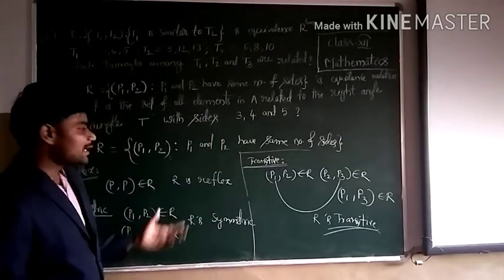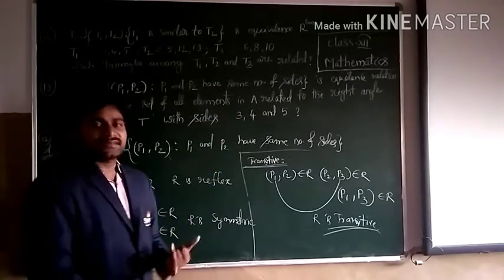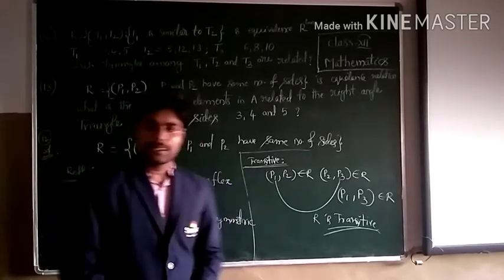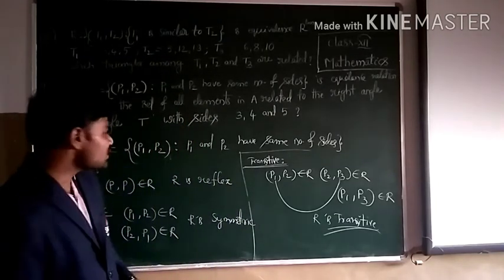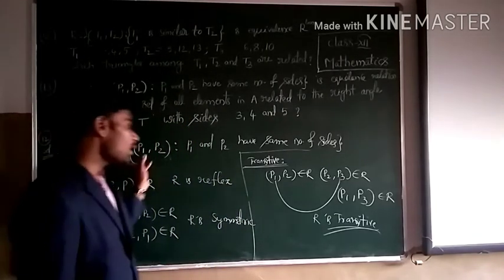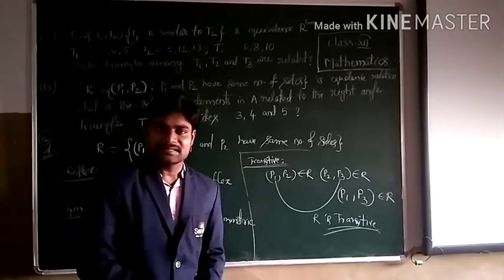So this relation satisfies the reflexive relation, symmetric relation, and transitive relation. So that's why you conclude that the given relation R is an equivalence relation.